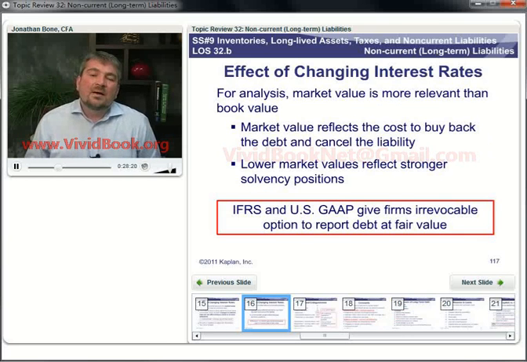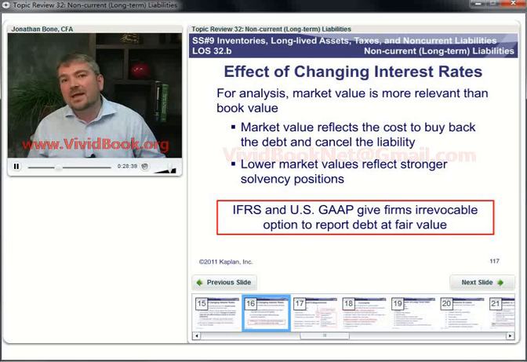So the idea, therefore, is when we look in our balance sheet, chances are the carrying value of the bonds that have been issued do not equal their fair values. Problem is, the analyst would rather like to see fair value rather than these book values, because the fair value, i.e. the market value of debt, would reflect the cost to the company of going into the marketplace, buying back its debt and cancelling it. So lower market values reflect stronger solvency positions because essentially you could buy back your debt more cheaply and cancel it.